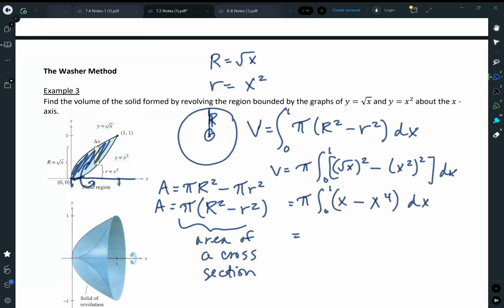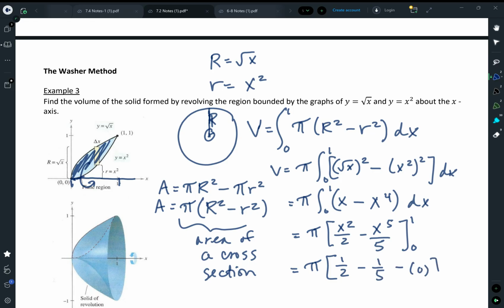And now I'm all set to integrate. So I'm going to leave the pi in front. When we integrate x, we have x squared over 2. When we integrate x to the fourth, we have x to the fifth over 5. And this is from 0 to 1. So let's go ahead and plug in the 1. We'll have 1/2 minus 1/5. Plug in 0, and it's just minus a 0.